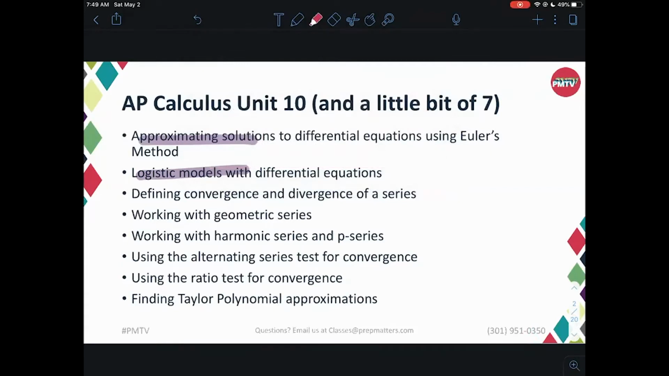We're going to very briefly talk about convergence and divergence, a little bit with recognition of geometric, harmonic, and P-series, and then really dive into using the alternating series test and the ratio test, as well as finding approximations using Taylor polynomials.